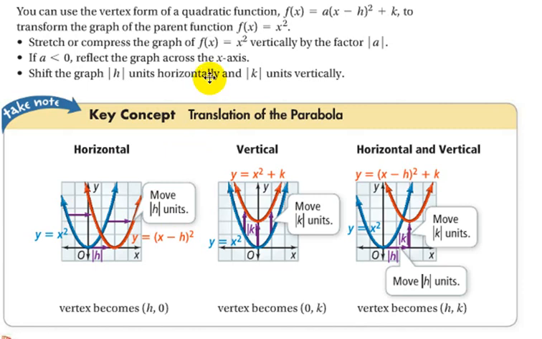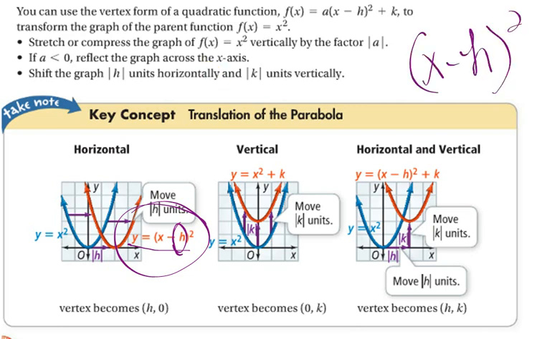So we've learned so far that using this vertex form there are changes that take place. And if we have a horizontal movement, we're going to see the change in the h value, right here. It's going to look like this, y equals x minus h squared. So that's where your horizontal movement shows up, inside that parentheses. Right? So that's the thing that gives you your horizontal.